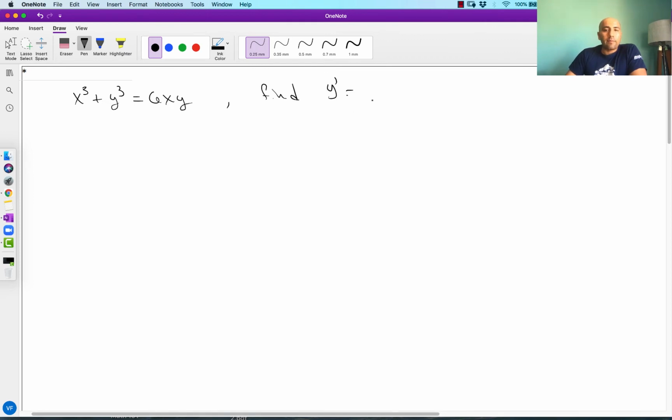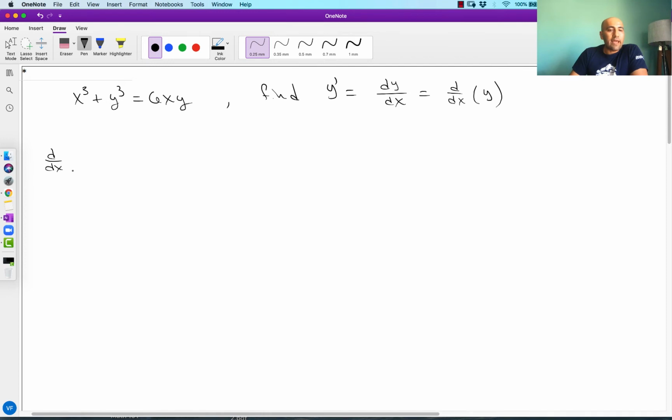Note that y prime then by default must mean that the other variable is the independent variable, right? This means dy dx. Same thing, right? And this is the same thing as d dx of the y. All of them mean the same thing. Okay, so let's find y prime. So let's just start taking derivatives.